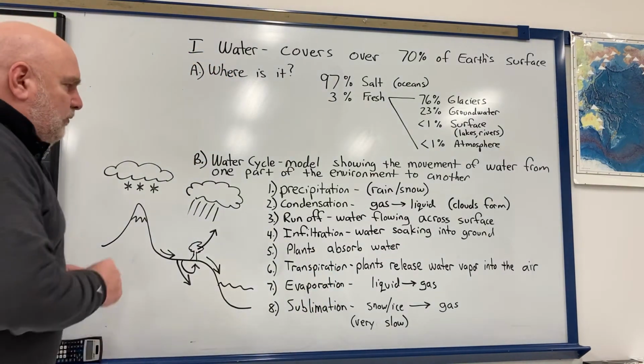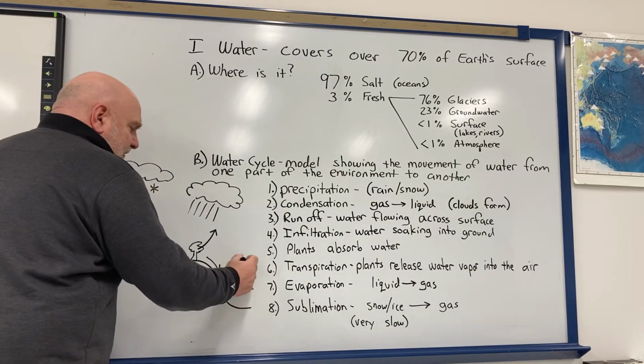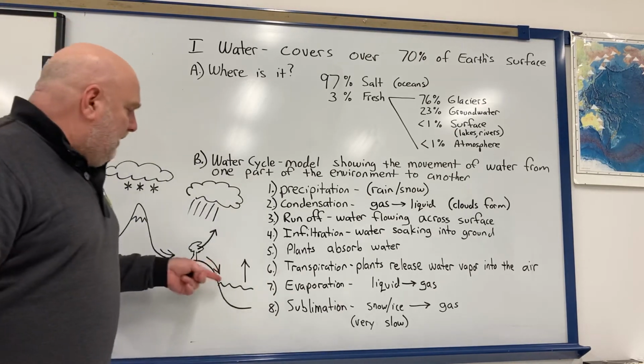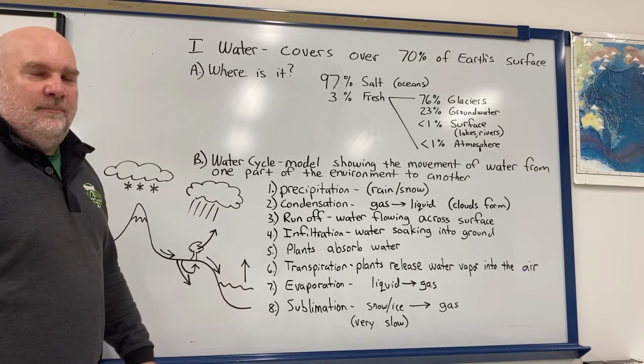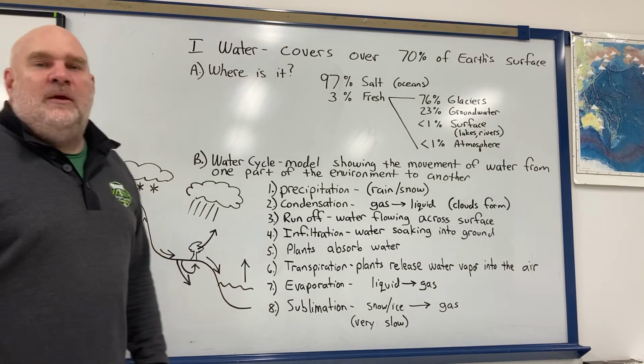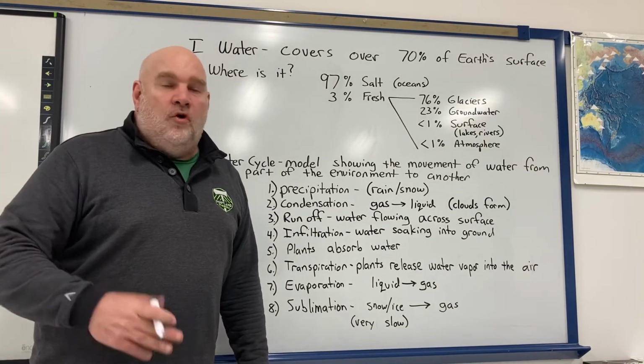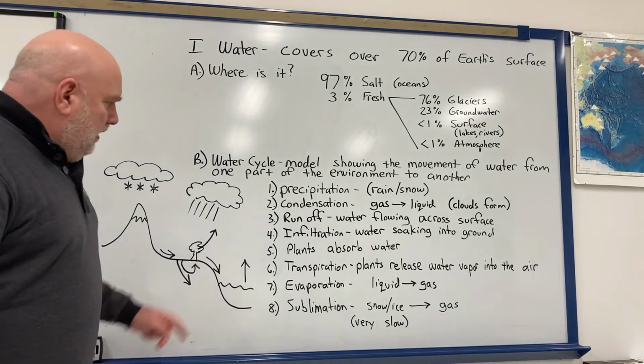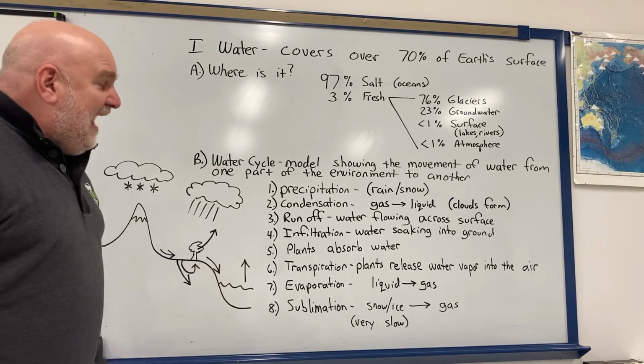Evaporation is when liquid water turns into a gas. Now, normally you think of evaporation being like water coming off the ocean or water coming off a pond or something like that, but it could also be water coming off of the wet ground or puddles, stuff like that would be evaporation as well. So evaporation is going from liquid to gas.